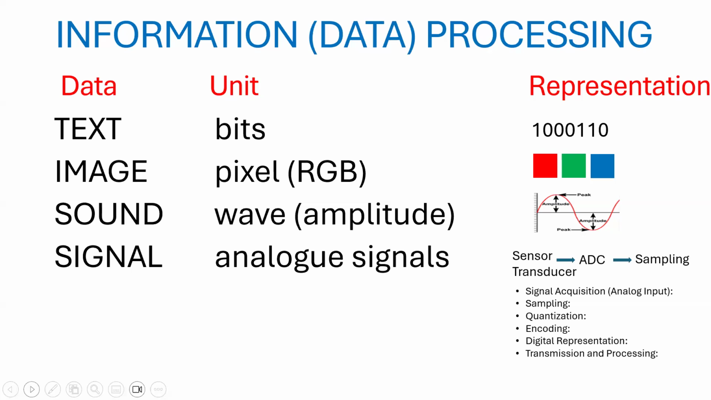So we're going to look at the text, the image, the sound, and the signal. These are, you know, the major forms that data can be accessed by a system. We talked about the I/O, that's input and output, and processing. So we're going to look at all those today.